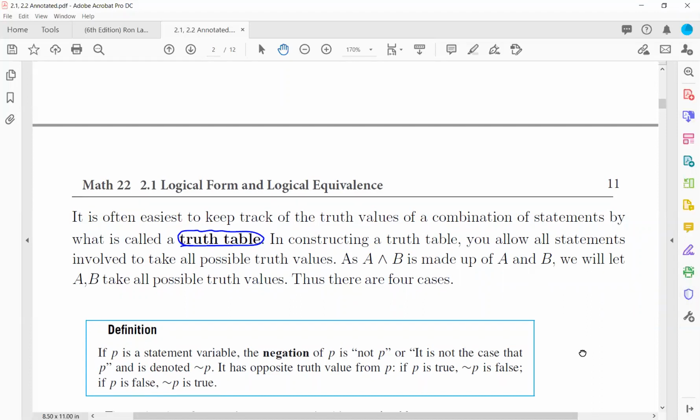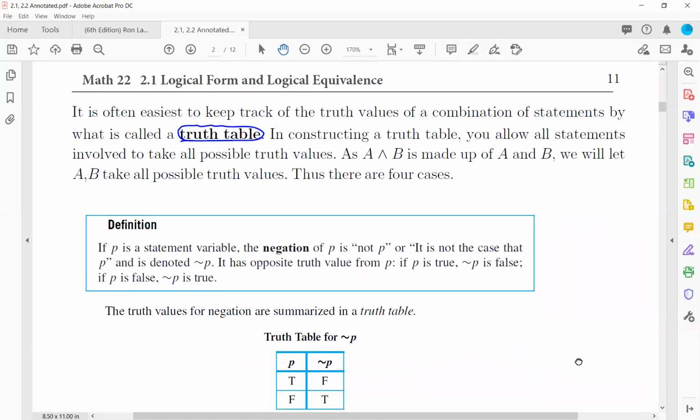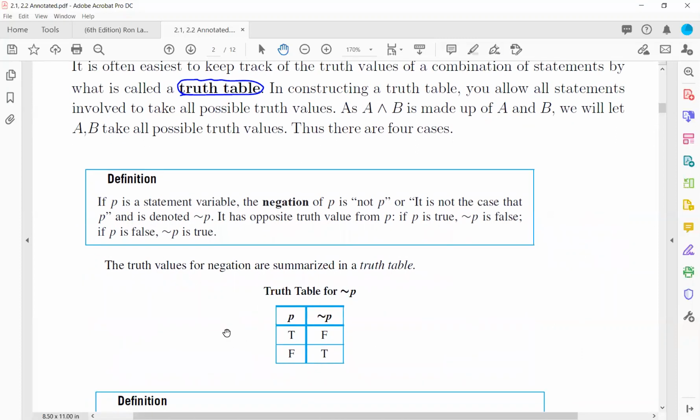Any statement can be either true or false. So let us form the truth table for the negation of statement P. Any statement like P is either true or it is false. If your statement is true, its opposite is going to be false. If your statement is false, its opposite is going to be true.